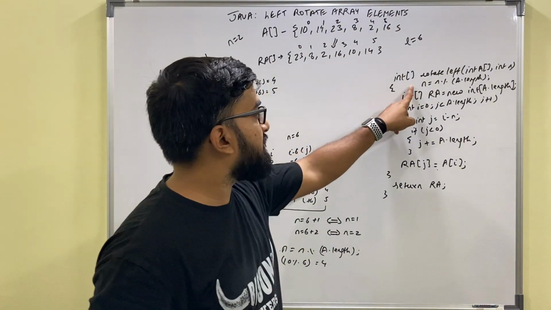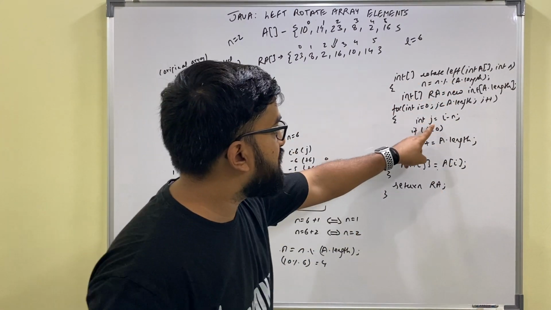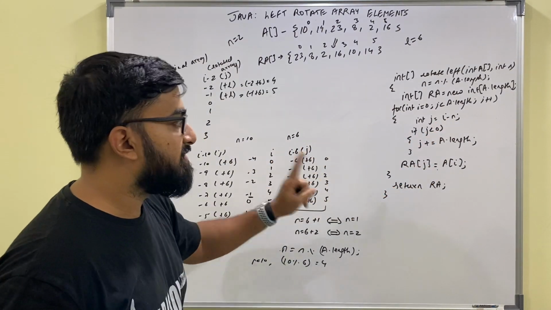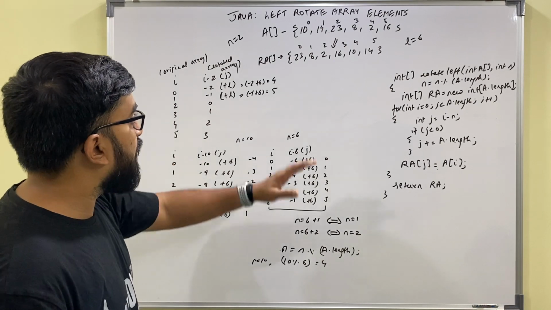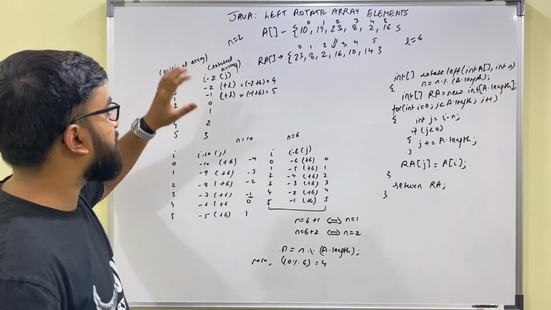So if n will be 6 for this array, you get 6 % 6 equal to 0, so n will be 0, so j will be i minus 0, so j will always be equal to i, so you get the same array. Alright, so let me move on to the next method where I don't use this extra array and I'm going to rotate this array in place. Alright, so let me remove this.